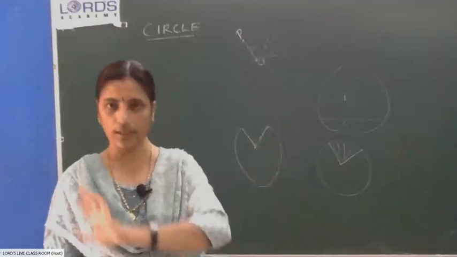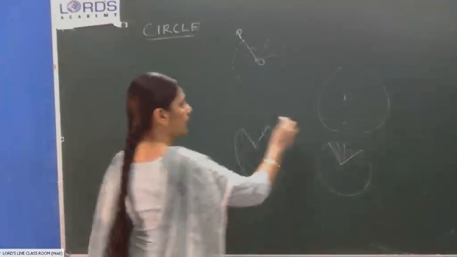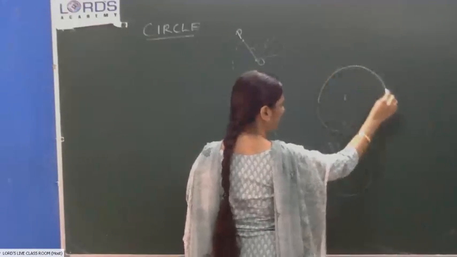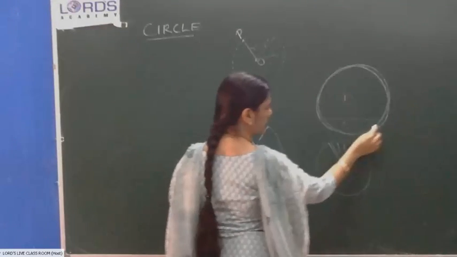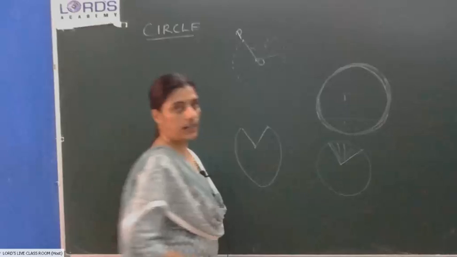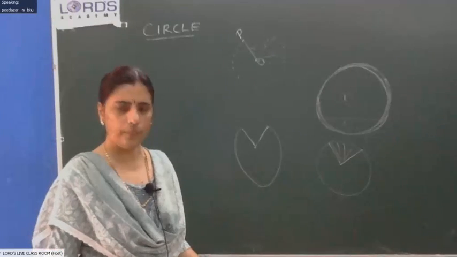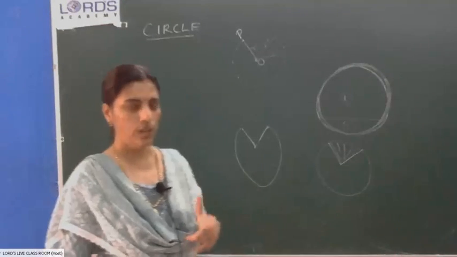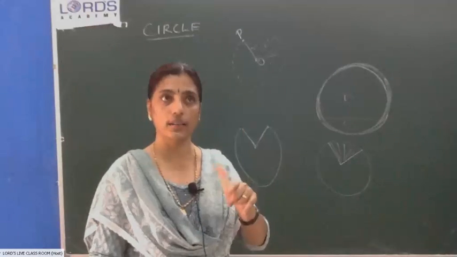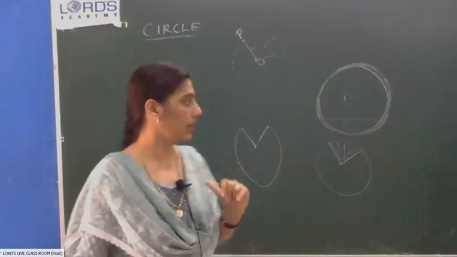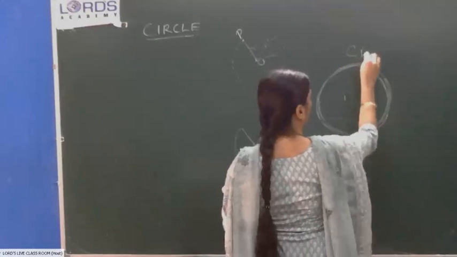Circumference means the total length of the boundary. The total length of this boundary is known as circumference. If you want, you can say perimeter, no problem. But usually for a circle, we won't use the word perimeter. Instead, we will use circumference.